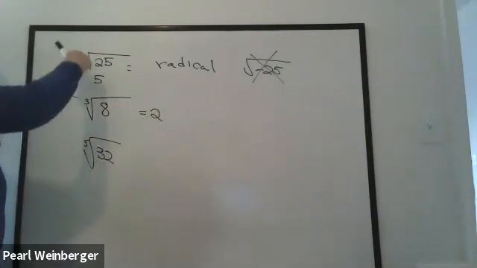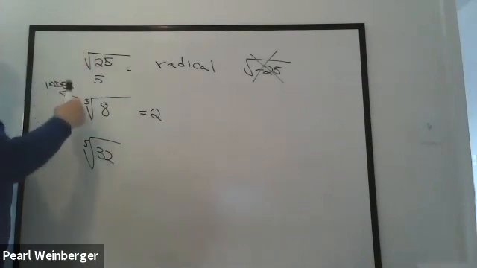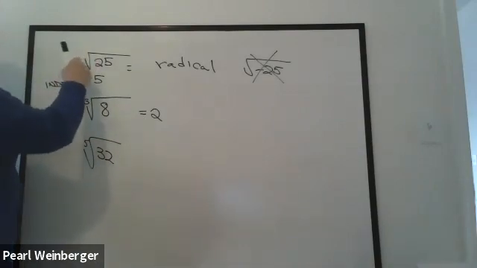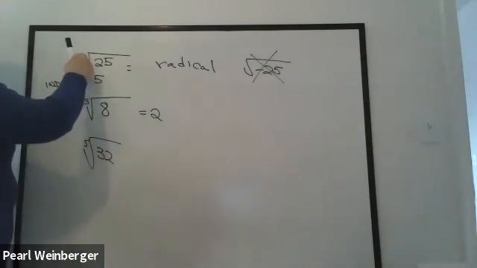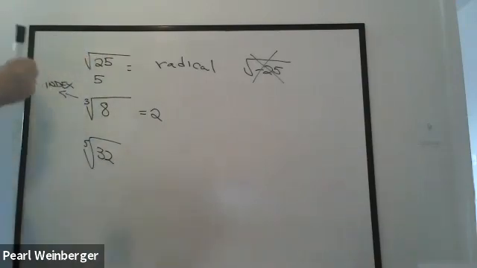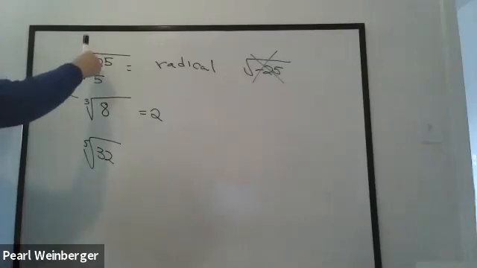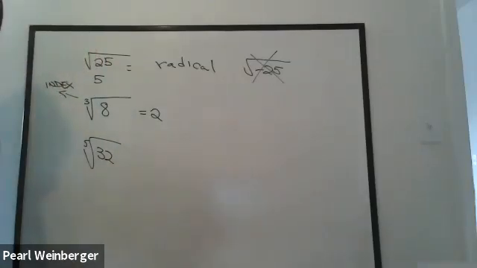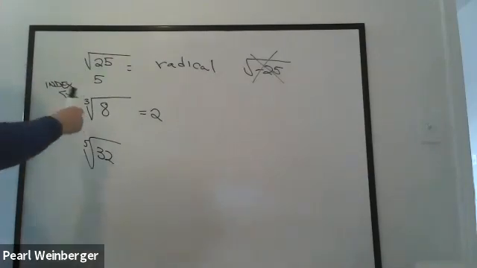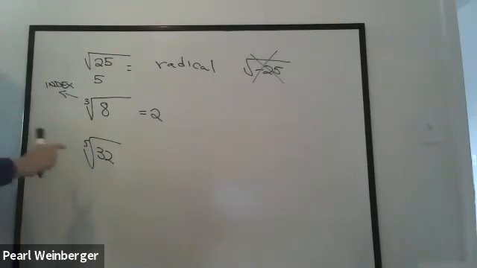So if no index is written in, then it's understood to be just a regular square root. The index of a regular square root is 2, because when you see the square root of 25, you're looking for what number times itself. You're multiplying the number 2 times, 5 times 5. If there's a different number there, that tells you how many times you're multiplying the number.